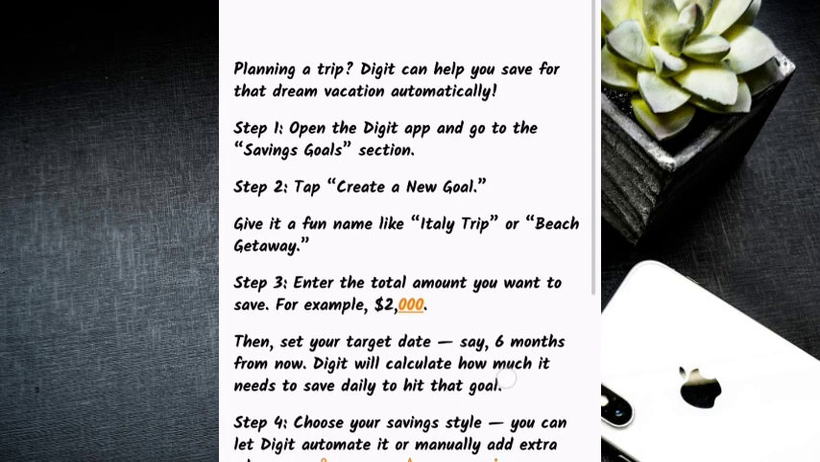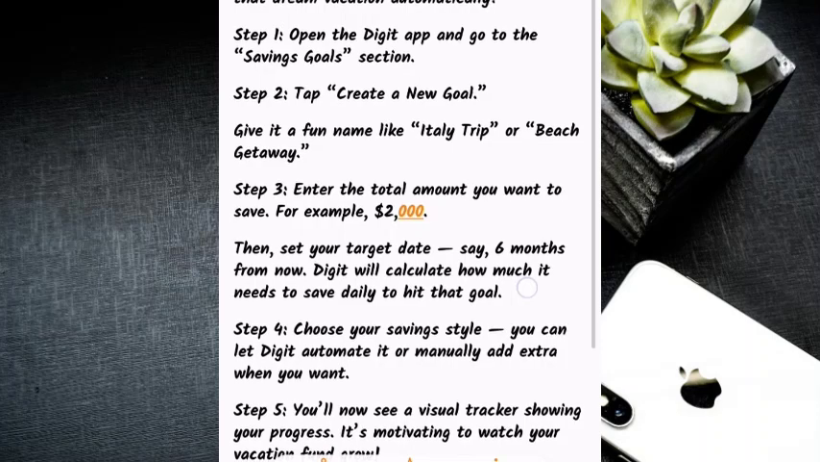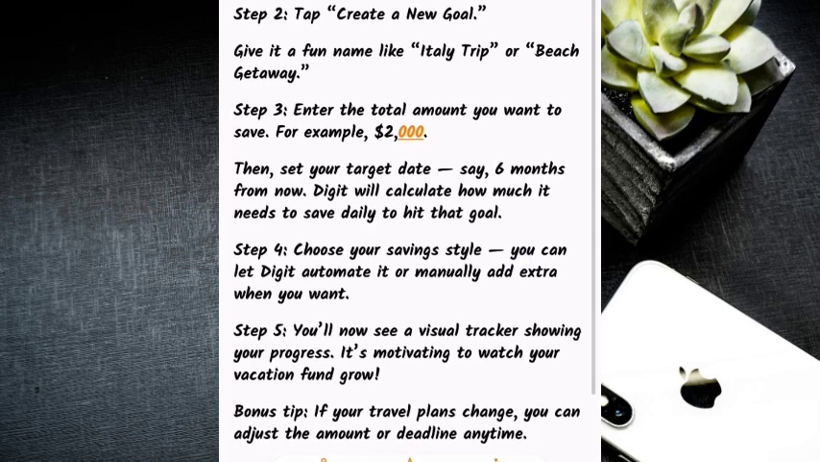Step 4, choose your saving style. Now you can let Digit automate it, or you can choose to manually add extra whatever you want. Step 5, you'll see a visual tracker that shows your progress. It's motivating to watch vacation funds grow.